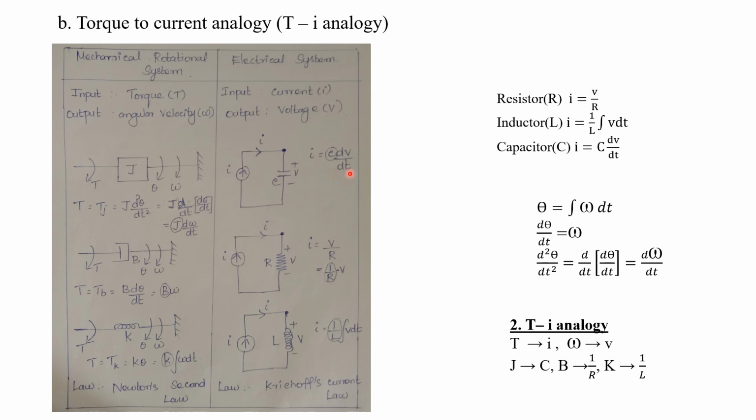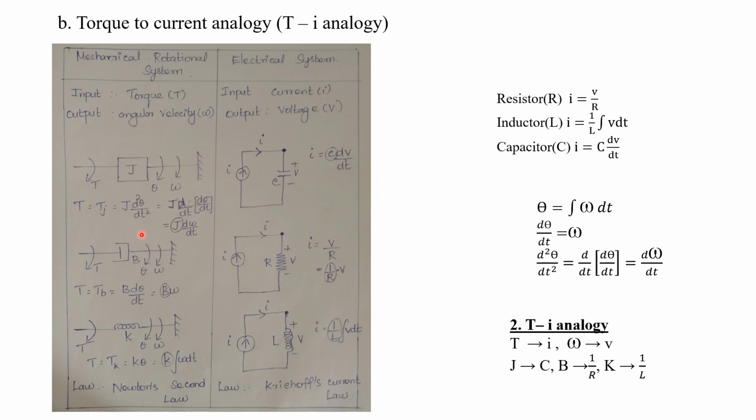Okay. So now here in the mechanical rotational system, the input torque will be equal to J times the first derivative of the output velocity. Here also, the input current I will be equal to C times the first derivative of the output voltage V. So from this we can say J is equivalent to C. Similarly, we have to convert the next element. The next will be the dashpot.